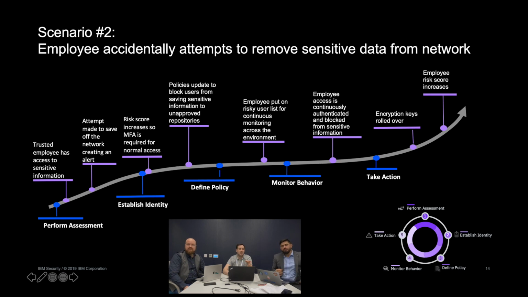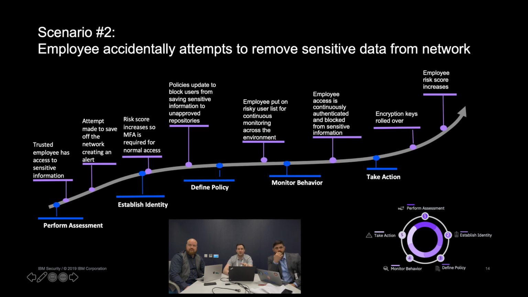An attempt to save data off the network creates an alert. So the risk score increases and multi-factor authentication is now required just for normal access. That's the context changing, immediately. Policies update to block users from saving sensitive information to unapproved repositories. So we've changed the policy to say, okay, we've noticed this now, and we want to stop our users saving to thumb drives, USB drives, anything that's off our network. We want to be able to control where that data can go.